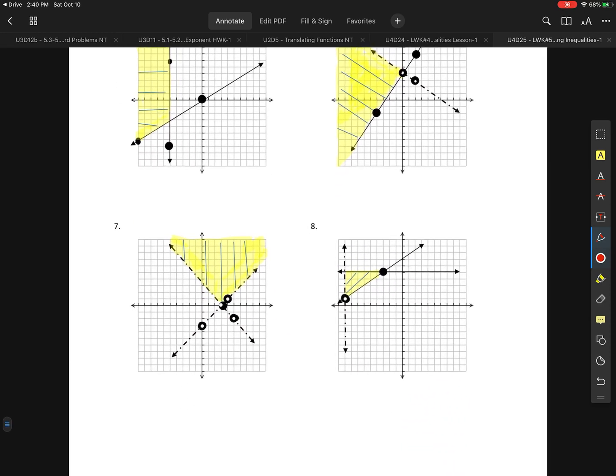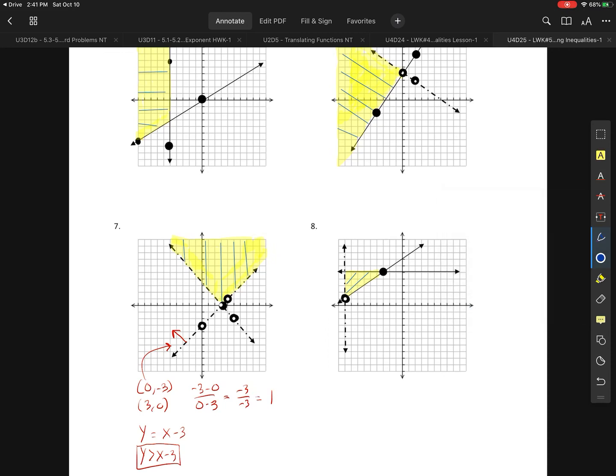So if we look at example 7, one of my lines has points of 0, negative 3, and it looks like 3, 0. So I'm saying that's that line. My slope: negative 3 minus 0 over 0 minus 3, negative 3 over negative 3 equals 1. I see my y-intercept is negative 3, so my line is y equals x minus 3. Right, but what do I have here? I'm going above it, and it's dotted. y is greater than x minus 3.